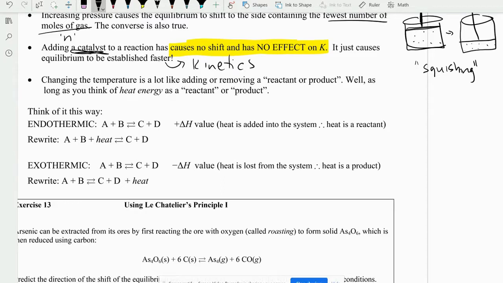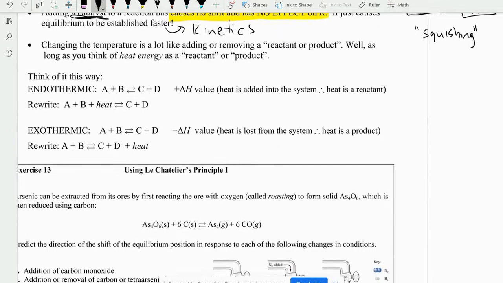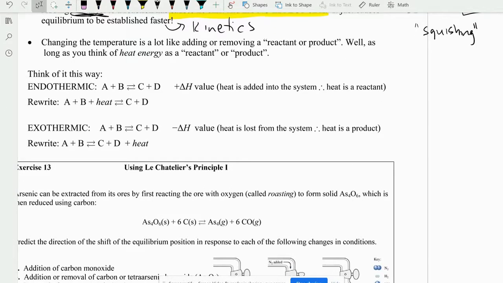And lastly, let's talk about temperature. What does temperature do to chemical reactions? Increasing or decreasing the temperature is obviously a stressor, and therefore will affect the equilibrium position. So let's take a look. In thermochemistry, we previously learned what endothermic and exothermic reactions are. And I really want you to think of heat energy as a reactant or a product. Okay, so what do I mean by that?